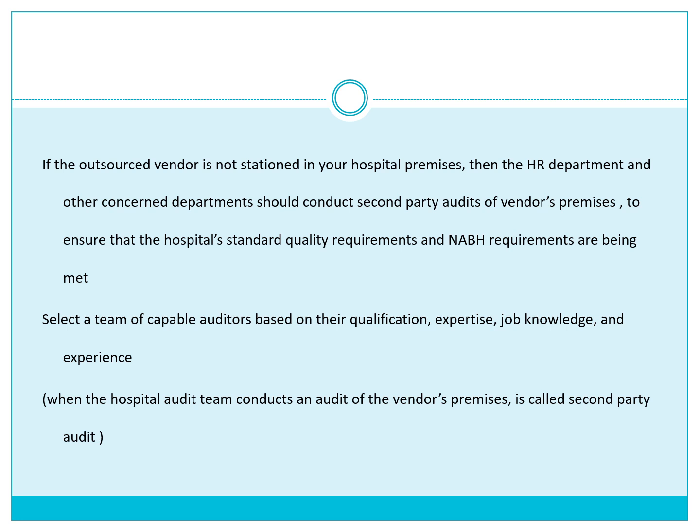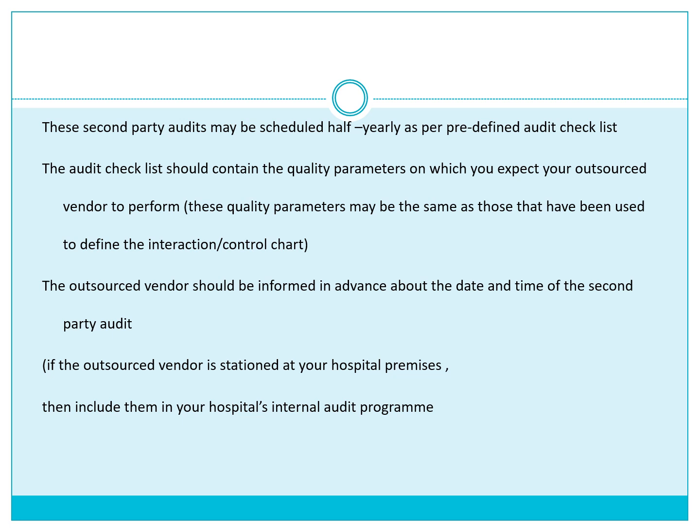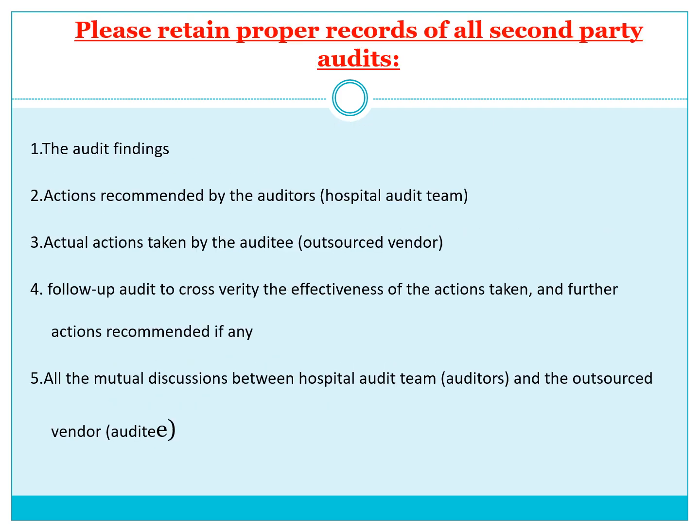If the outsourced vendor is not stationed in the hospital premises, then the HR department and other concerned departments will conduct second party audits of the vendor premises. The second party audits may be scheduled half yearly or as per the hospital's protocol. The vendors will be informed in advance about the audit. Please maintain proper records of all the second party audits, like audit findings, actions recommended, actions taken, follow up audits, and all the mutual discussions.